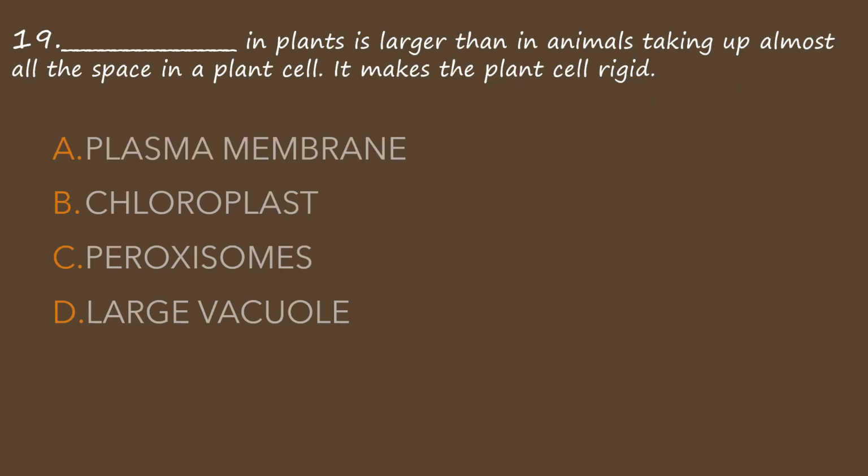Number 19. Blank in plants is larger than in animals, taking up almost all the space in a plant cell. It makes the plant cell rigid. A. Plasma membrane. B. Chloroplast, C. Peroxisomes, and letter D. Large vacuole.